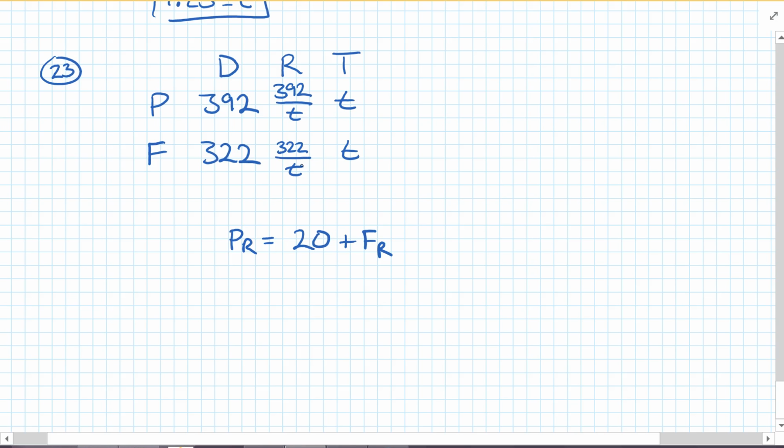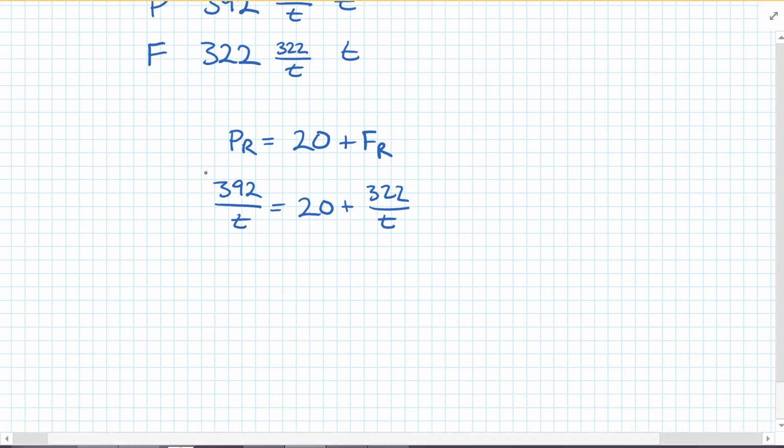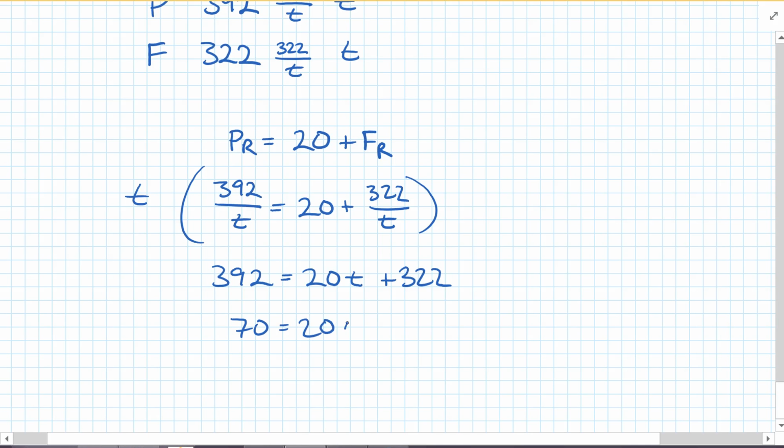So let's get down here. So the passenger train rate, 392 over t, is equal to 20 plus the freight rate, which is 322 over t. Multiply everything by t. So I get 392 equals 20t plus 322. Subtract 322, let's solve for t. So I get 70 equals 20t. Divide each side by 20. We get t equals 7 over 2 or 3.5. So our time is 3.5 hours.